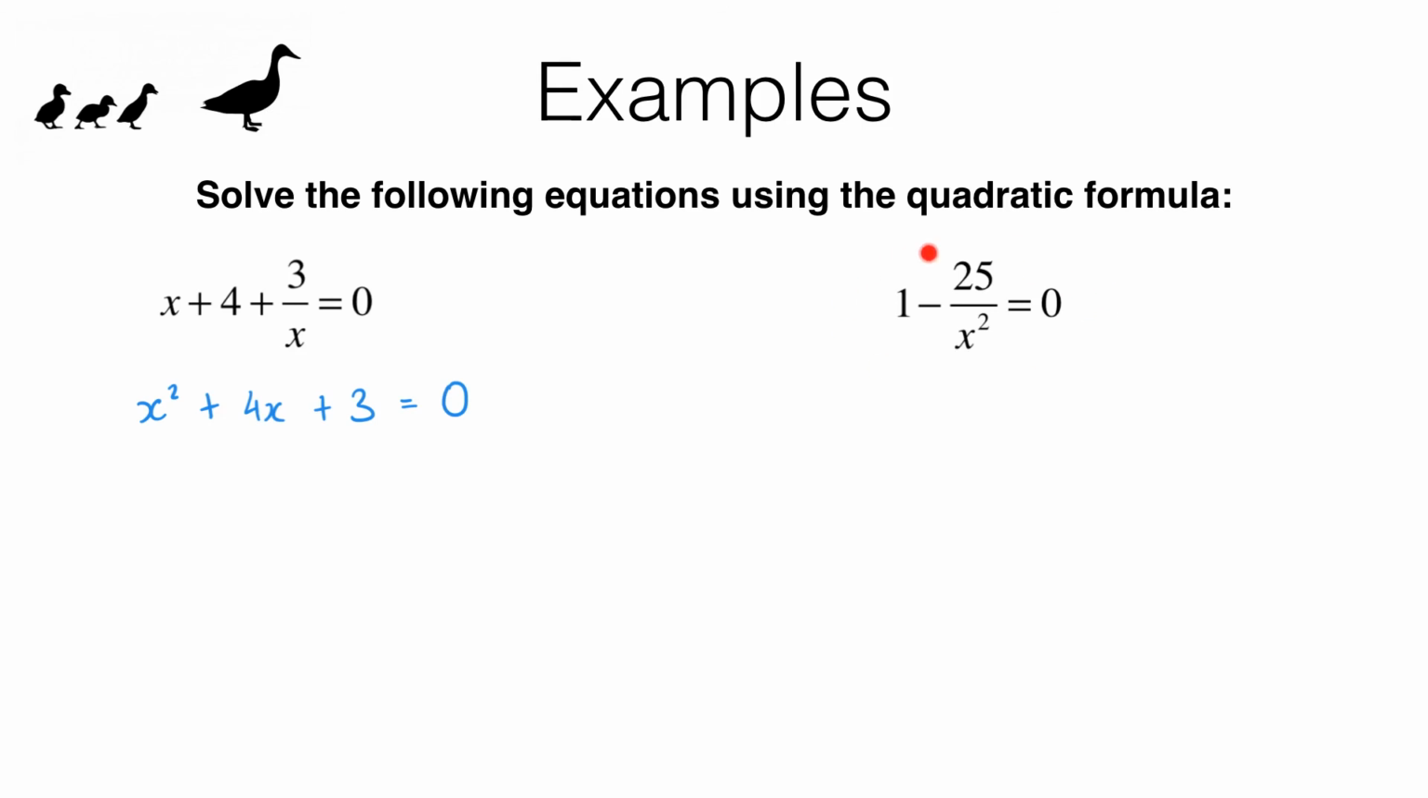Looking at this other equation, we can get it into the correct form by multiplying each side by x squared. That gives me x squared minus 25 on the left and 0 on the right. Now, both of these can be solved by factorising quite easily. However, for practice, try solving these equations by using the quadratic formula. Pause the video and have a go.